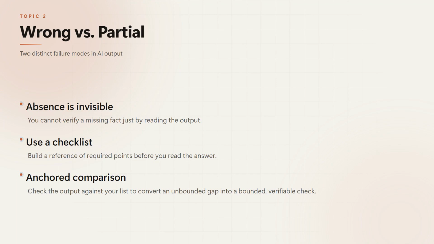The only way to catch it is to compare the output against an external reference, a checklist, a template, or a colleague's knowledge, and you must build that reference before you read the answer. Otherwise, your checklist gets contaminated by what you just saw. In this exercise, you will write your own reference list first, then test an output for both accuracy and completeness, and finally run an anchored comparison prompt that supplies the axis to compare alone.